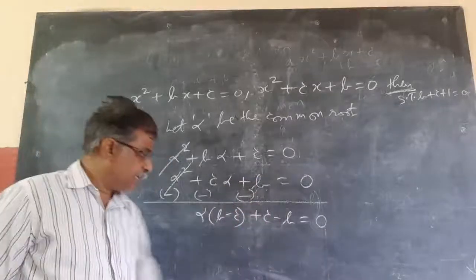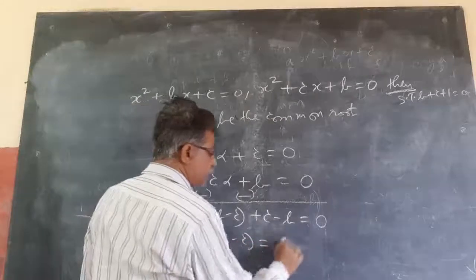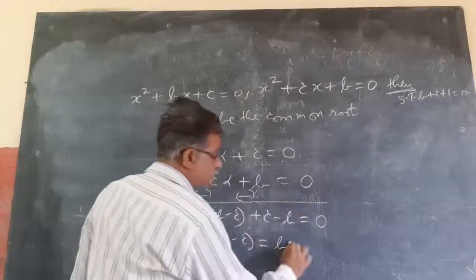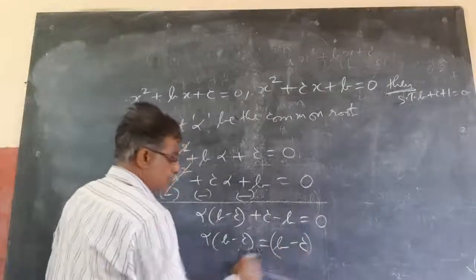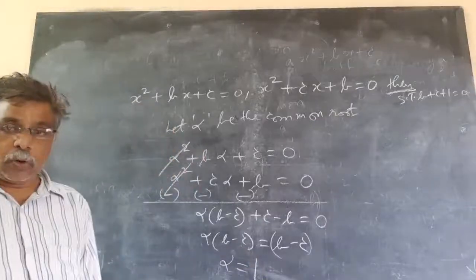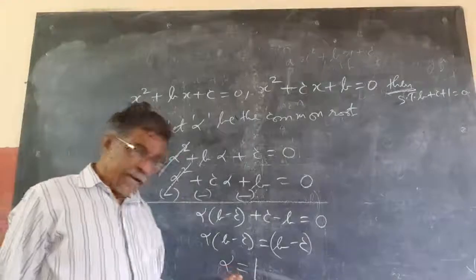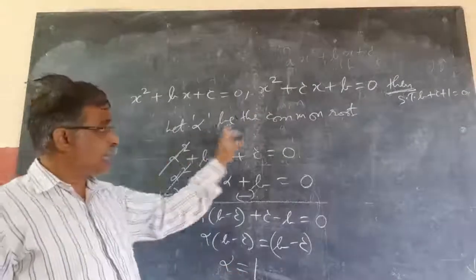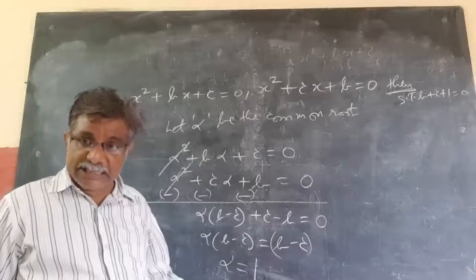Now bring this c minus b to that side. So alpha into (b minus c) equals minus b plus c, which is minus (b minus c). Now b minus c goes to the other side and gets cancelled, so alpha equals 1. Simply I got alpha is 1. I assumed alpha is a common root, which means 1 is the common root.